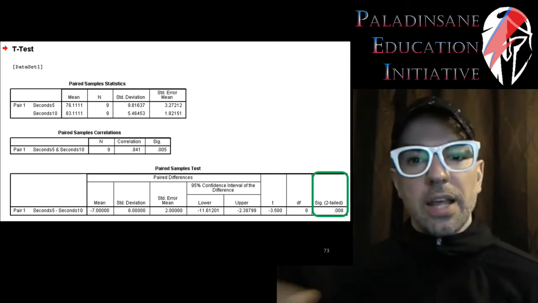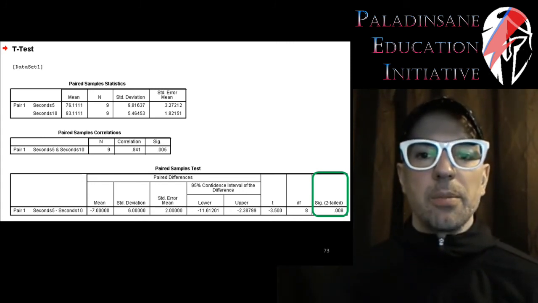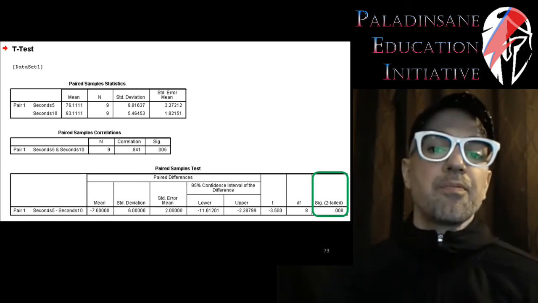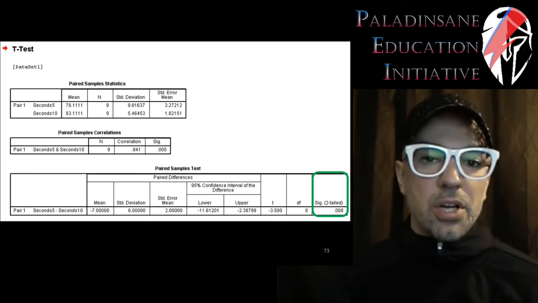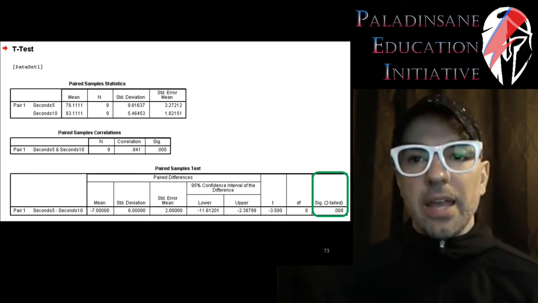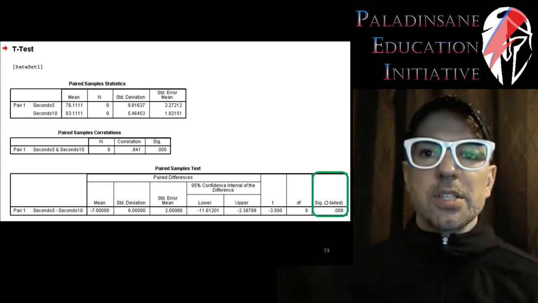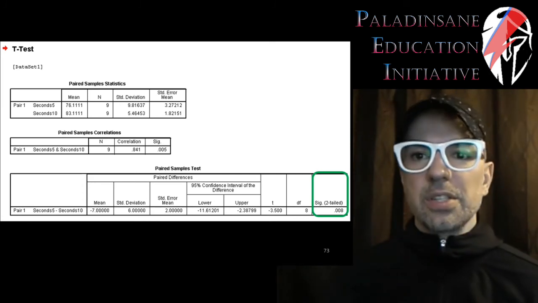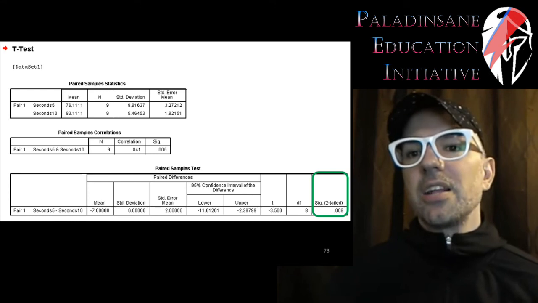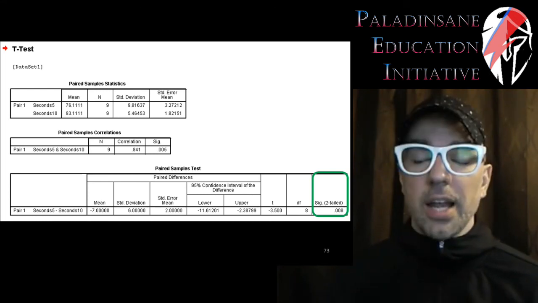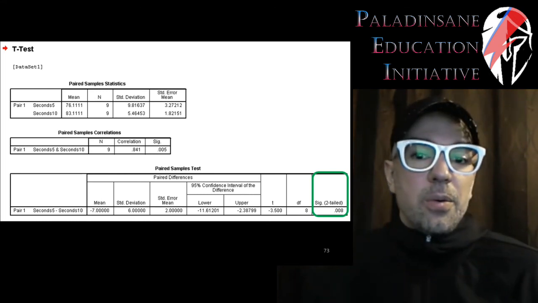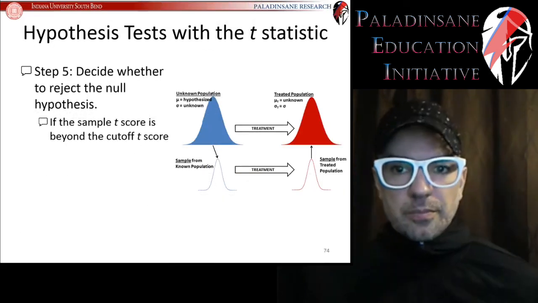What you're looking for is that bottom table column labeled significance, two-tailed, and the probability of our sample occurring is 0.008. So if the null hypothesis was true, getting a difference this large will happen 8 in 1,000 times. Pretty unlikely.